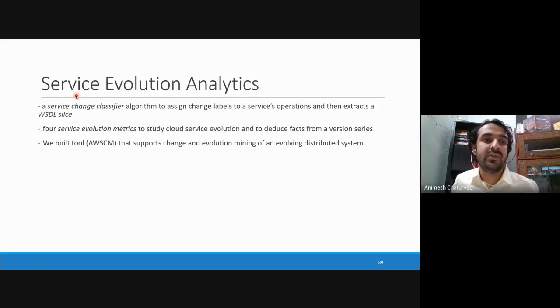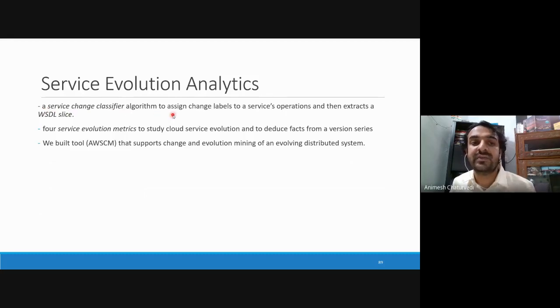So, what is service evolution analytics? Basically, service evolution analytics is the study of the evolution of various web services or cloud services and doing analysis over them. For that, we propose two different techniques for doing service evolution analytics.